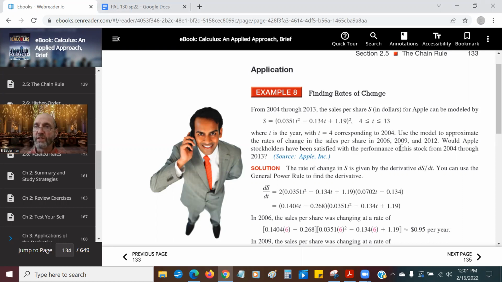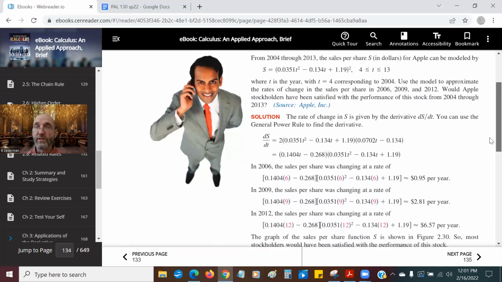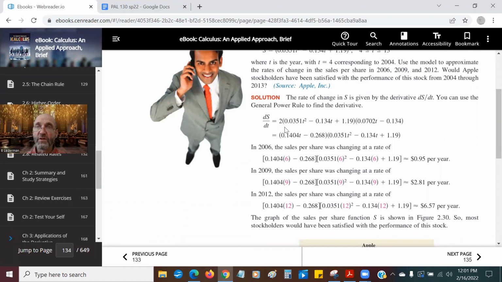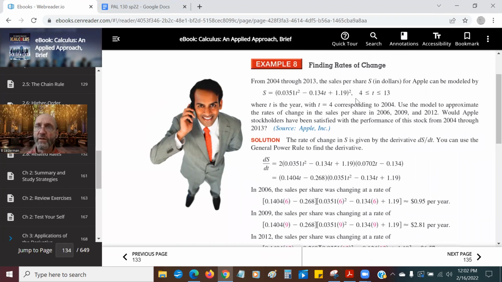For share in 06, 09, and 12. But Apple stockholders have been satisfied with the performance of the stock from 2004 to 2013. I don't know what makes people satisfied, but let's just look at it. So first we want to take the derivative. There's a square out here, so because of that square, we're going to do chain rule. It's going to be 2 times that original function, 2u times the derivative of the inner function, which is this guy right here.